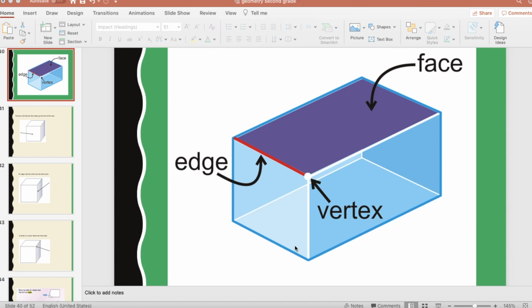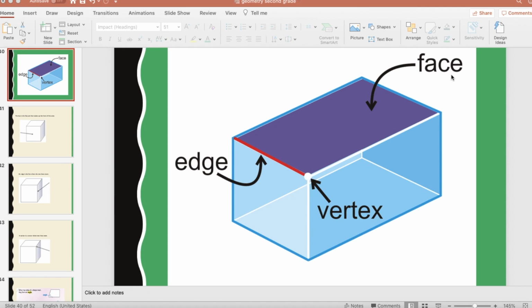As you can see here, our shape is a rectangular prism. It's three-dimensional, it pops out at us. Our face is the flat part that makes up just one side of the shape. So this is just one of the faces. An edge is the line where two faces meet. And then a vertex is a corner.